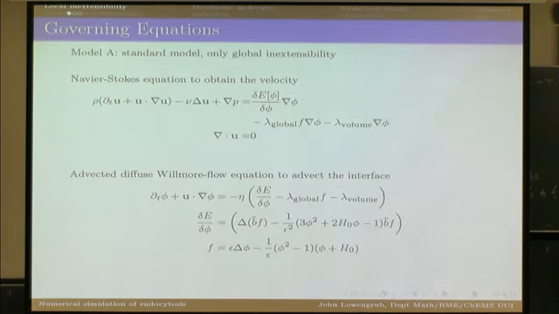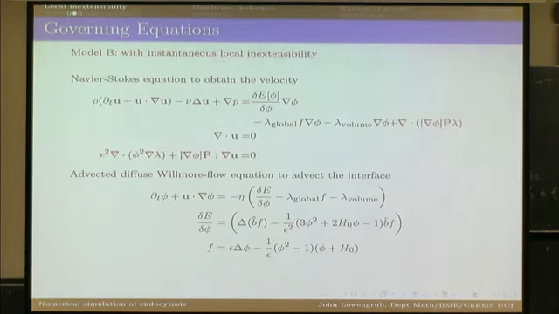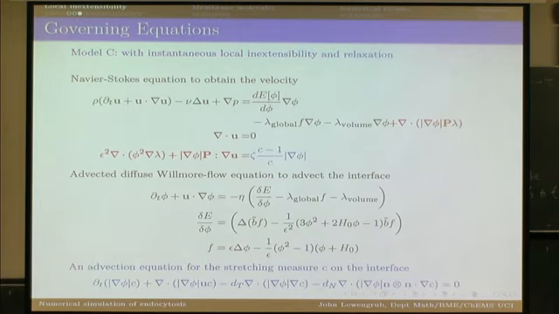Okay, so we have 3 models now. We have what we call model A, which is the model of Du and all, where you introduce the global constraints together with the Willmore advection. Then we have model B, which introduces local inextensibility by this Lagrange multiplier and this modified surface equation. And then there's model C, where now you introduce the relaxation, and now you have an additional equation that you have to solve to measure the stretching on the interface.